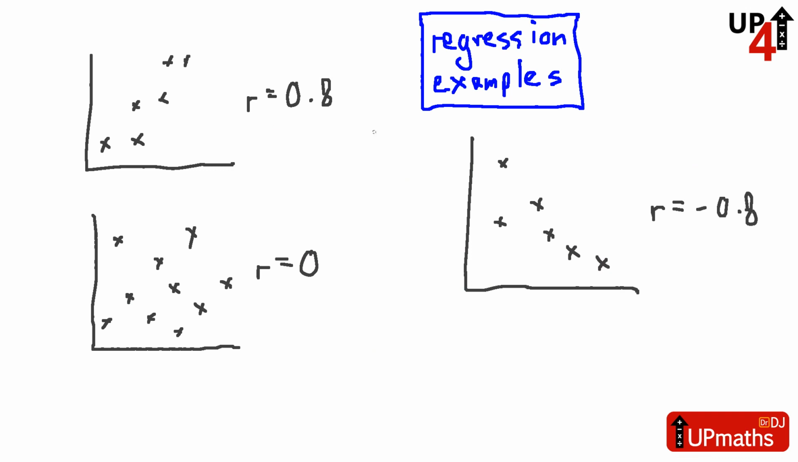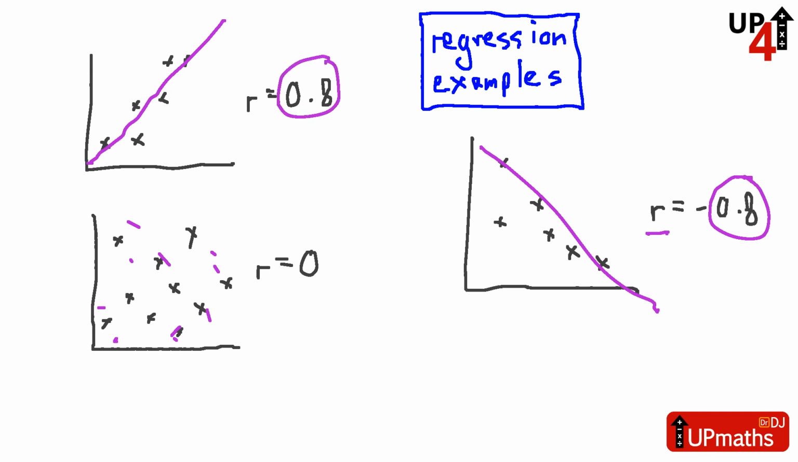Some quick regression examples. 0.8, that's kind of, so they're quite closely correlated. If r is 0, that just means the numbers are all over the place and there's no pattern at all. And if it's negative, it means if the correlation is negative, or r is negative, then they're still correlated about the same as plus 0.8 was, but with a negative slope.